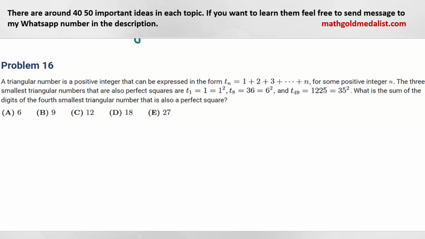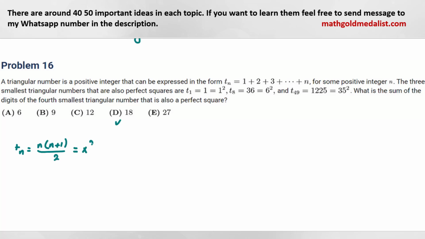The answer is 18? Okay, let's check. It says Tn at first. Tn is what? 1 to n is what? N times n plus 1 over 2. Exactly. And it says what? The three smallest triangular numbers that are also perfect squares are 1 squared, T1, T8, this. What is the sum of the digits of the fourth smallest triangular number that is also a perfect square?